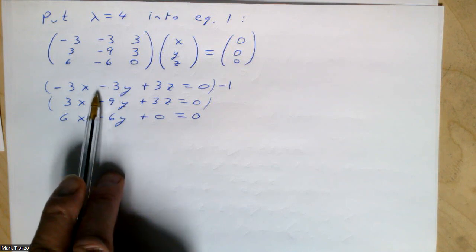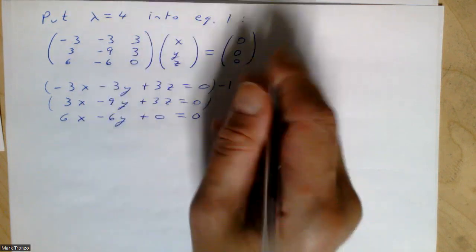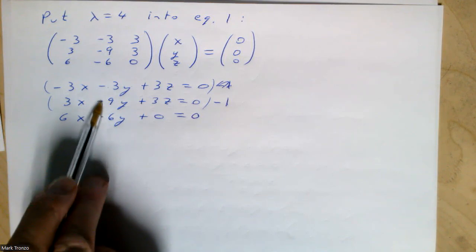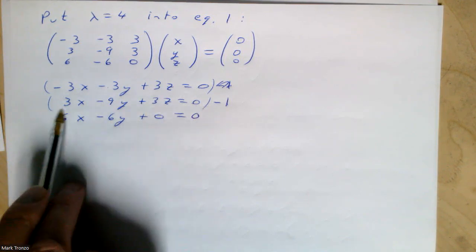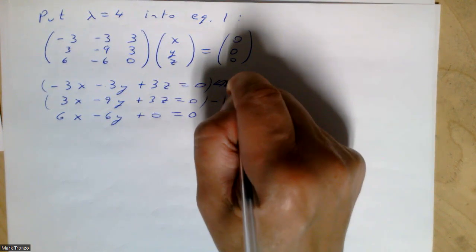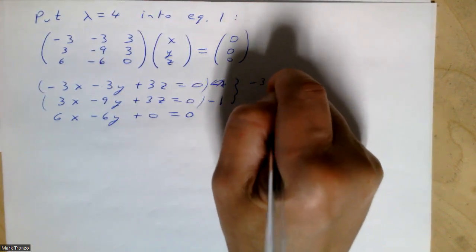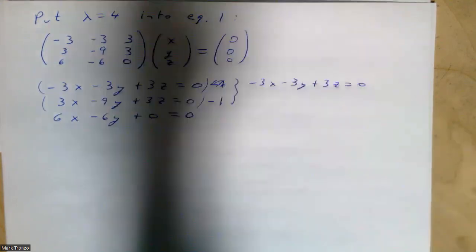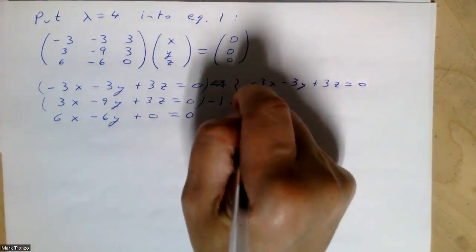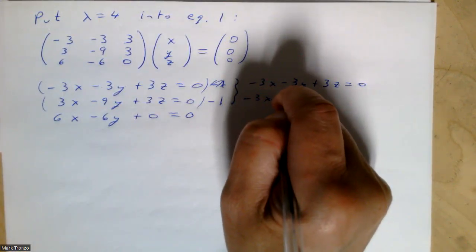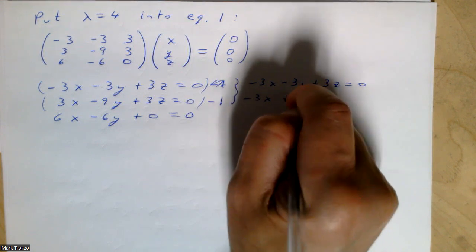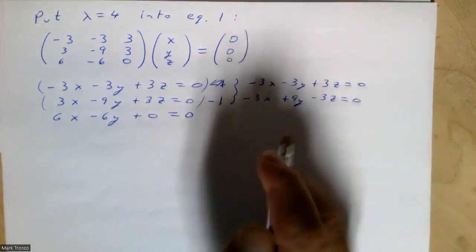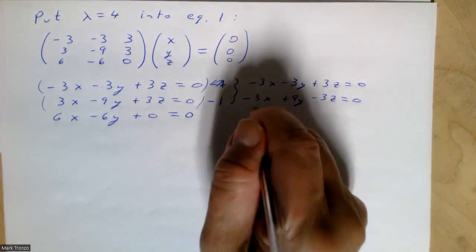Let me show you what I want to do here. Let me do it the other way, excuse me. Let me take minus 1 times this. So I'm going to add these two together after taking minus 1 times them. And so this is going to be minus 3x minus 3y plus 3z is 0. And this is going to be minus 3x plus 9y minus 3z is 0. And we'll add those up.